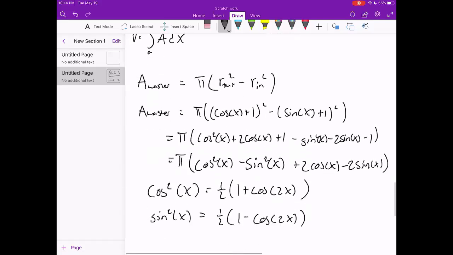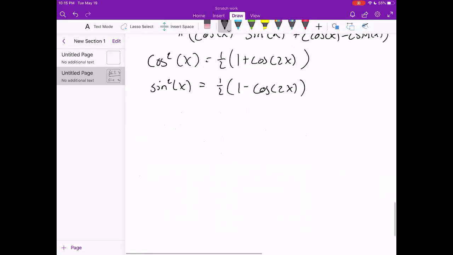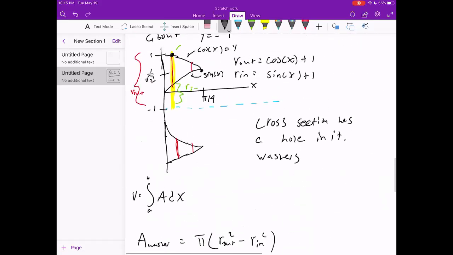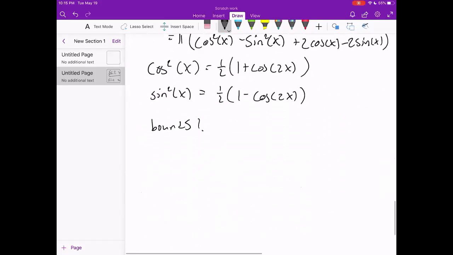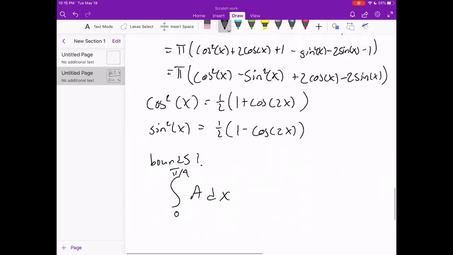So the last thing I'll say is, what are the bounds? This one's a little simpler to do. If I look, what x values do I go through? I start at 0 here. I end at pi over 4. So I'm going to get the integral from 0 to pi over 4 of A dx. I'm going to stop there.